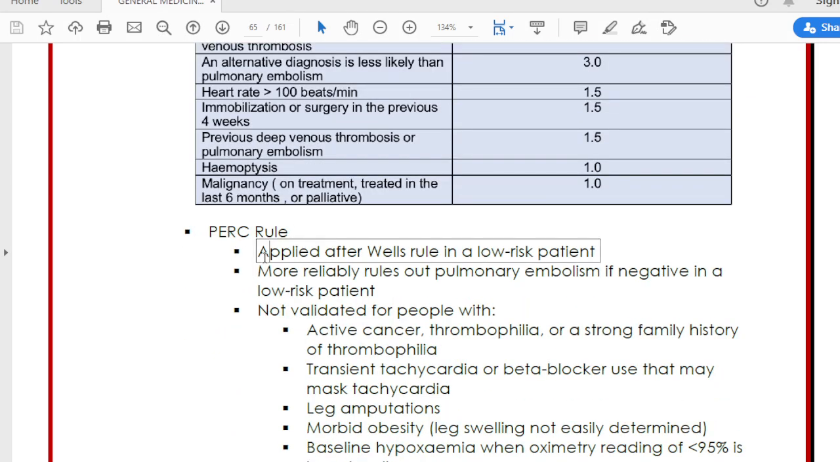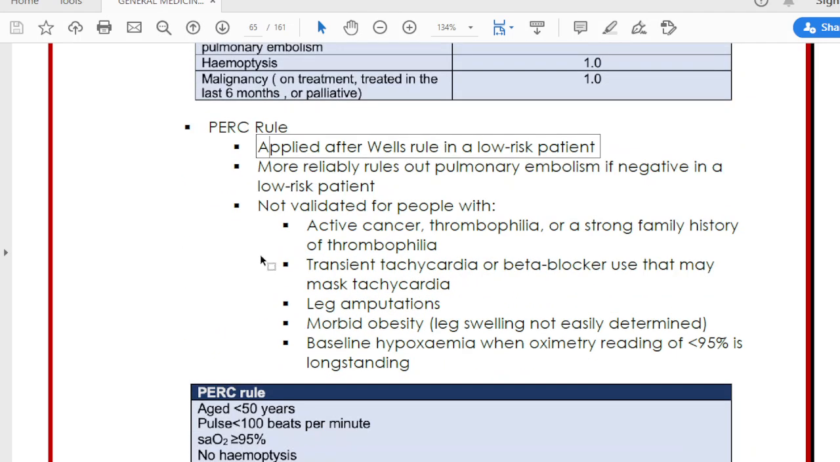PERC rule: applied after Wells rule in a low-risk patient. More reliably rules out pulmonary embolism if negative in a low-risk patient. Not validated for people with active cancer, thrombophilia, or a strong family history of thrombophilia. Also consider transient tachycardia or beta blocker use that may mask tachycardia, leg amputations, morbid obesity, and baseline hypoxemia when an oximetry reading of not less than 95% is long-standing.